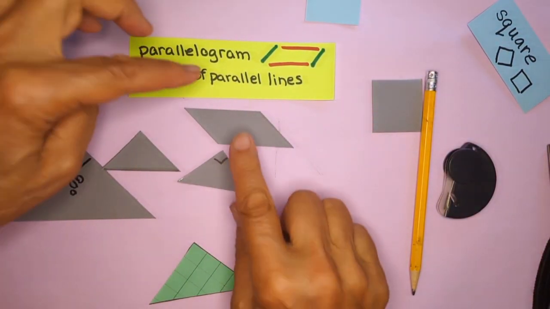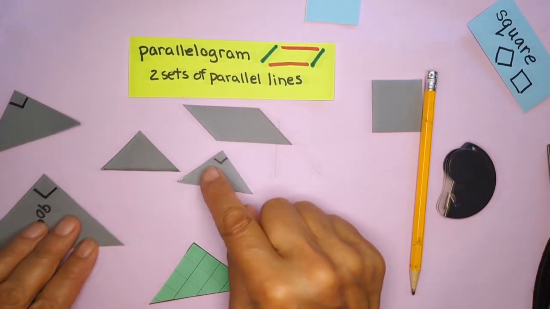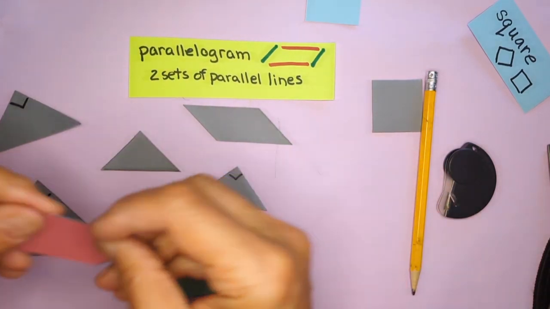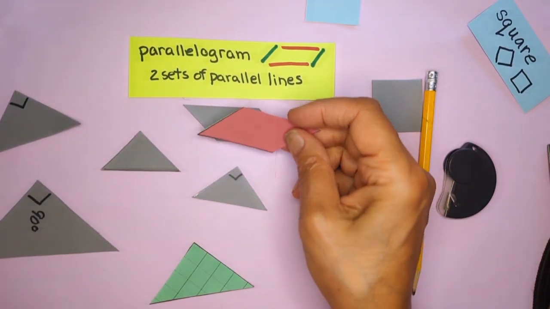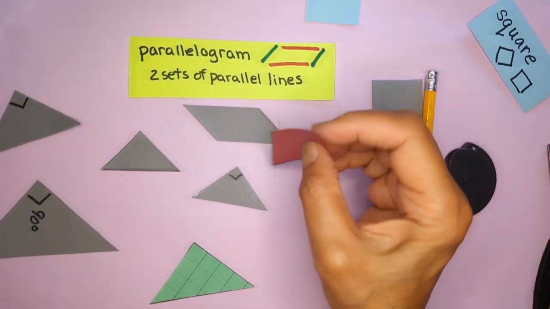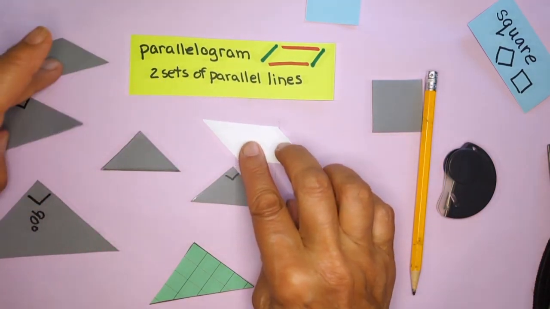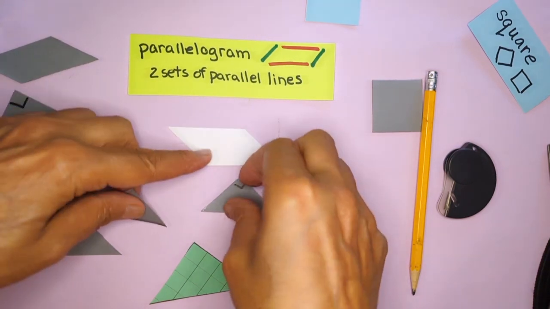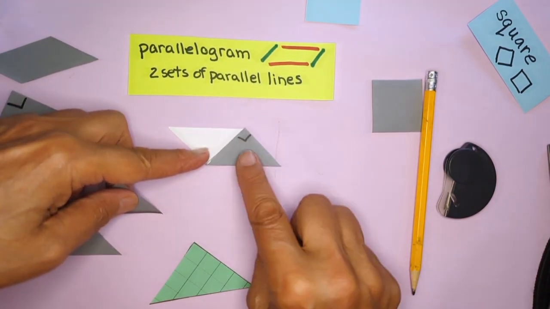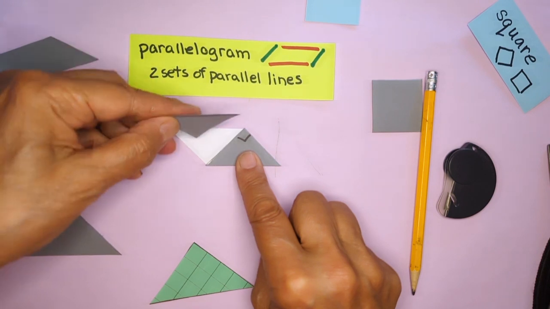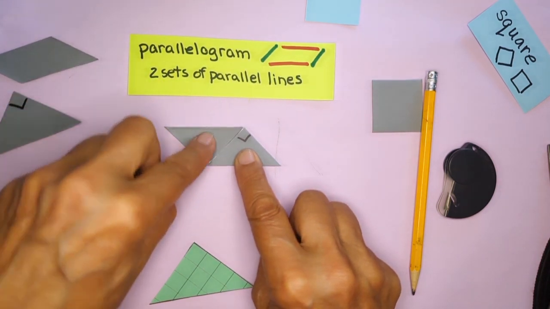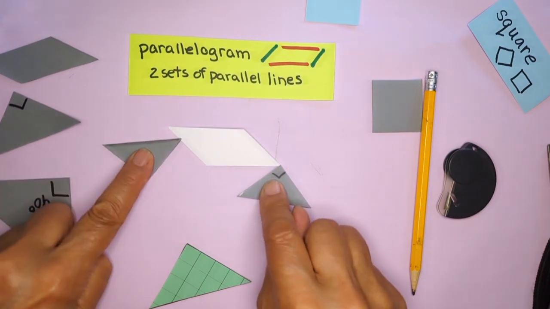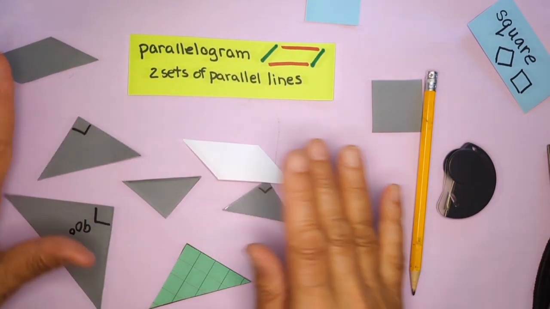Okay, and it's an interesting shape, but look what it's made out of. I'm going to take a different parallelogram, and I'll just turn it over like this so they're the same. And I'm going to show you that it's made up of these two triangles. There we go. All right, so that's kind of nice to know.